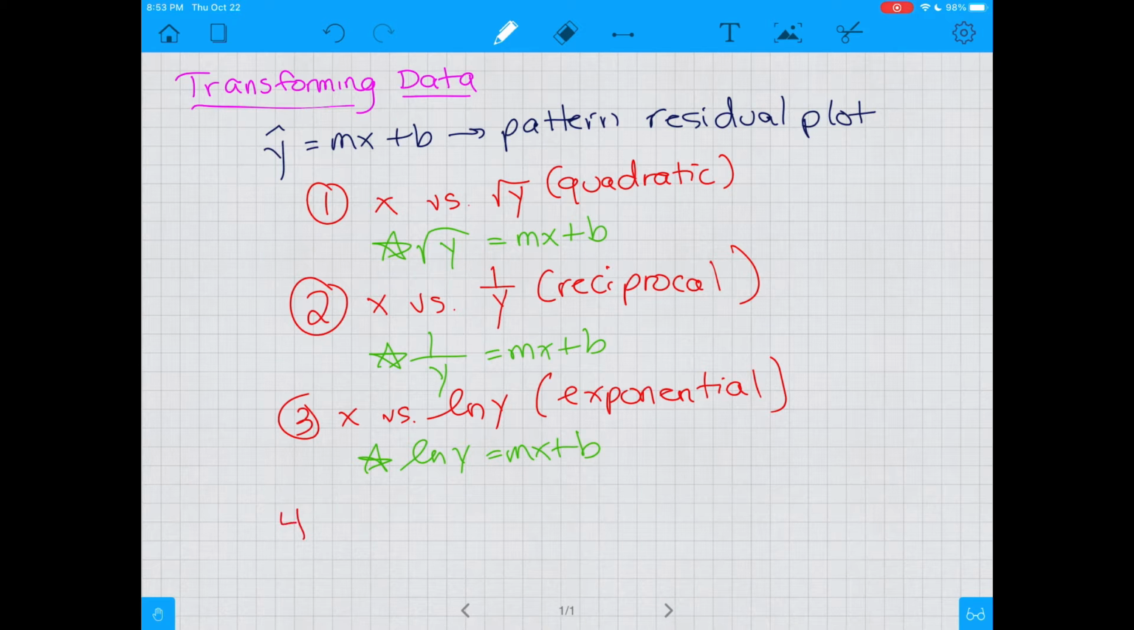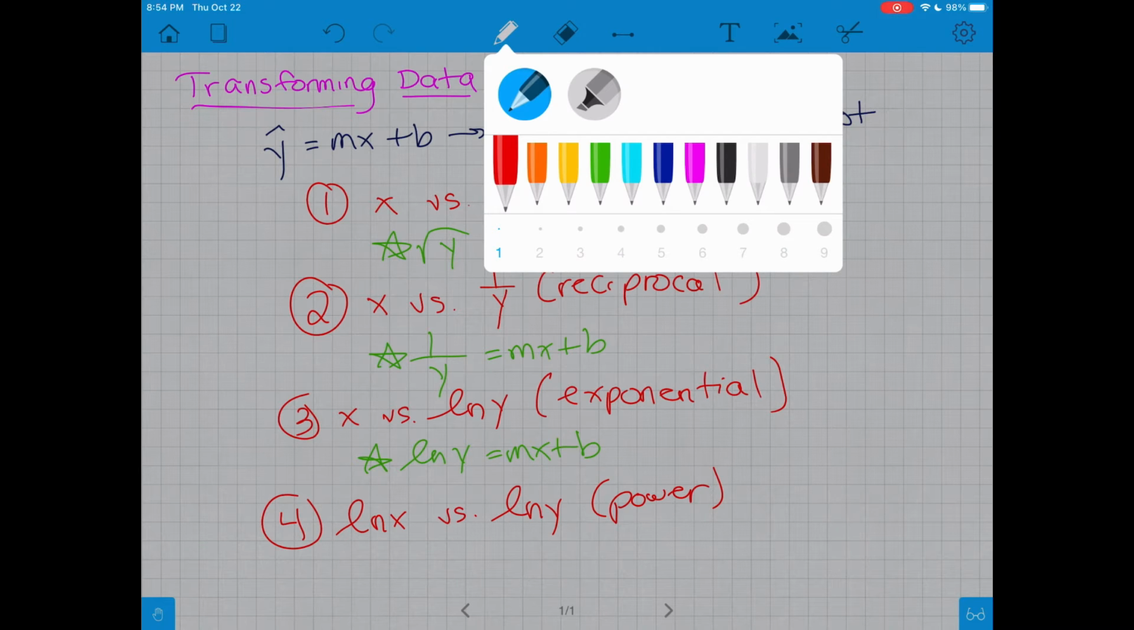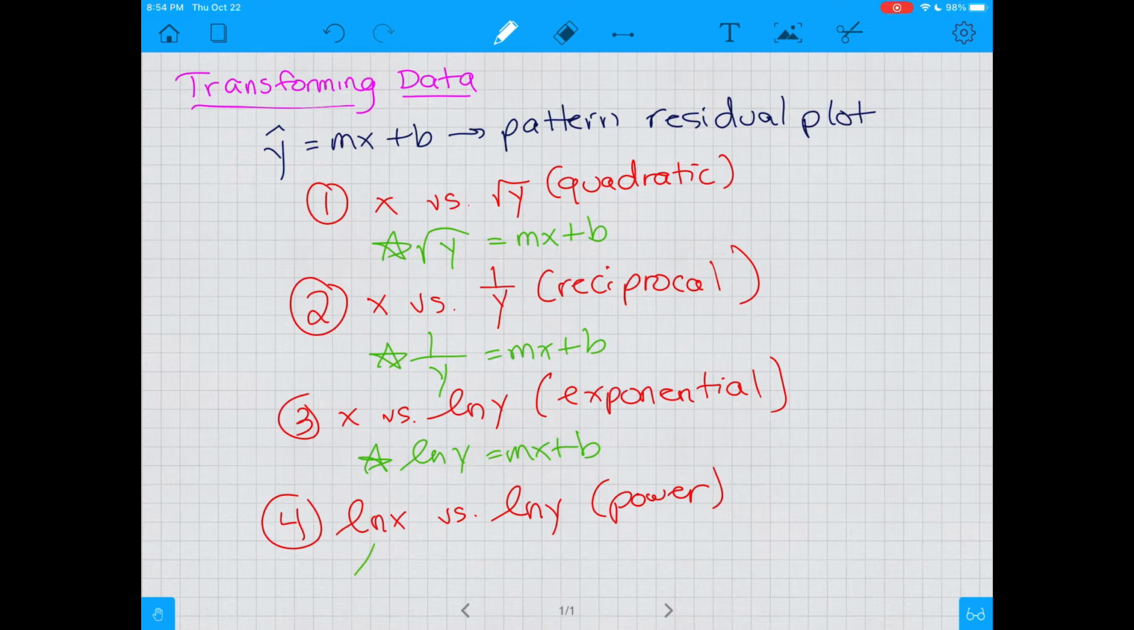And then my very last resort is to take the natural log of x versus the natural log of y. And so this would be some power, in this particular case, other than 2. So a cubic, a quartic, a quintic, and so forth. We have some data set that is some other polynomial power. And again, very importantly here, this is going to be the natural log of y equals m times the natural log of x plus b.